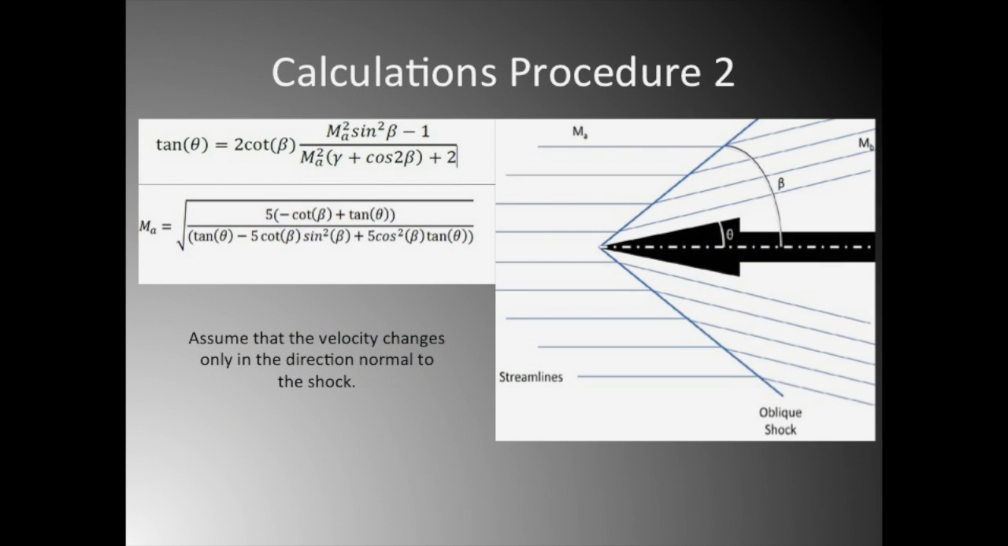When supersonic flow moves past the spearhead of angle theta, an oblique shock forms with an angle beta. If we assume that the velocity changes only in the direction normal to the shock, we can determine the Mach number in front of the shock with the shown relations.